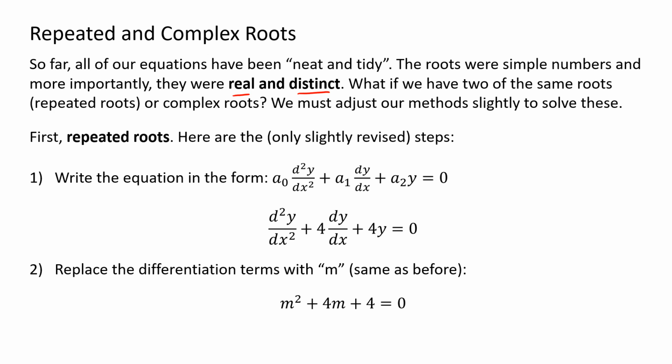So for repeated roots, we start off by doing the exact same thing. We make sure the equation is in this form. So everything on one side of the equation, your second derivative term, your first derivative, and then just your term with y, or whatever the function might be. And it's equal to 0, because it's a homogeneous equation. Your second step, again, still the same. Replacing the d squared y by dx squared term with m squared, dy by dx with m, and the y just, you replace it with a 1. Okay, so none of these have changed.